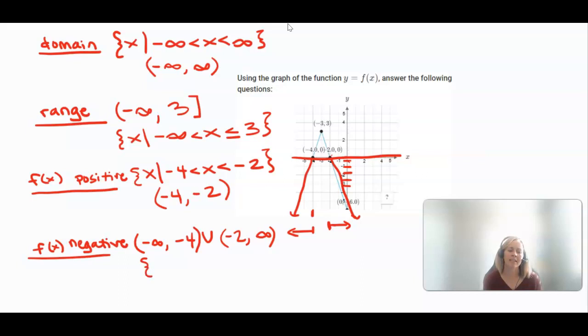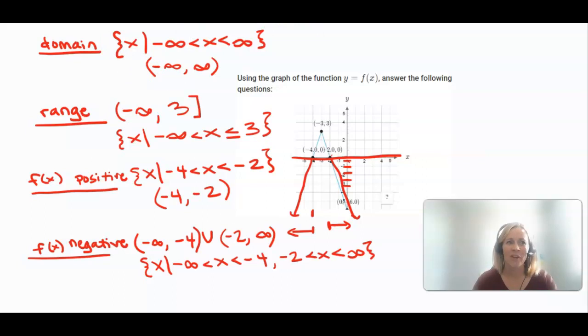Now, if we were going to write this in set notation, we'll still have our beginning x such that, and then we'll write two inequalities. First, negative infinity is less than x is less than -4, and usually they'll have you do a comma in between. So, or -2 is less than x is less than infinity. Make sure when you're doing this that you have that x in between the two values, because x is telling us what that value can be. So x can be between -2 and infinity. Let me know if you have further questions.